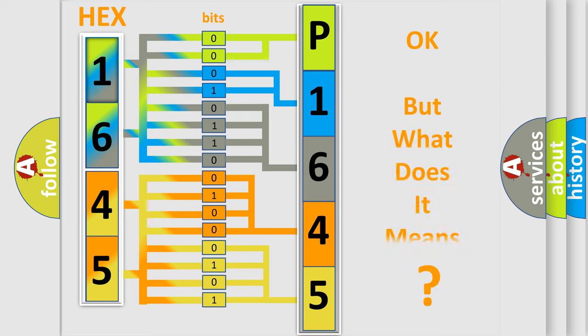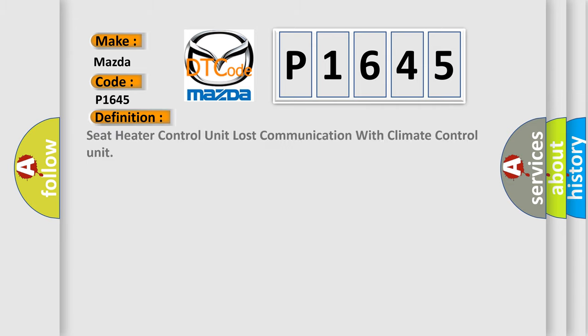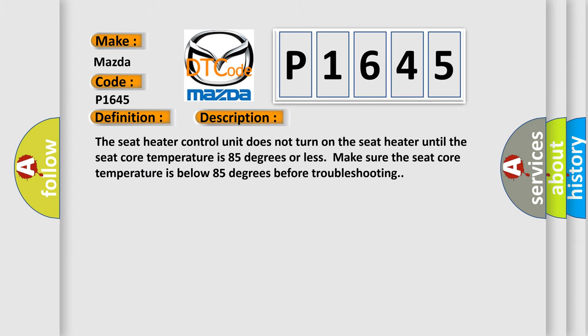The number itself does not make sense to us if we cannot assign information to what it actually expresses. So, what does the diagnostic trouble code P1645 specifically mean for Mazda? The basic definition is: seat heater control unit lost communication with climate control unit. And now a short description of this DTC code. The seat heater control unit does not turn on the seat heater until the seat core temperature is 85 degrees or less. Make sure the seat core temperature is below 85 degrees before troubleshooting.